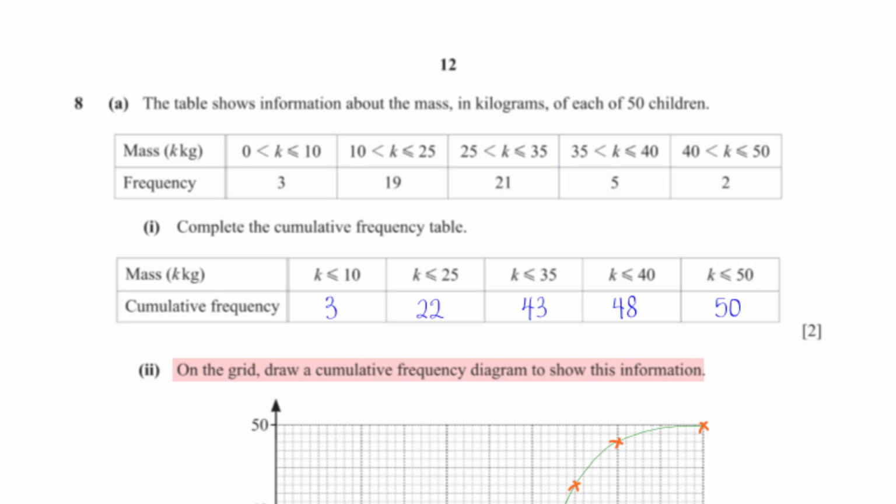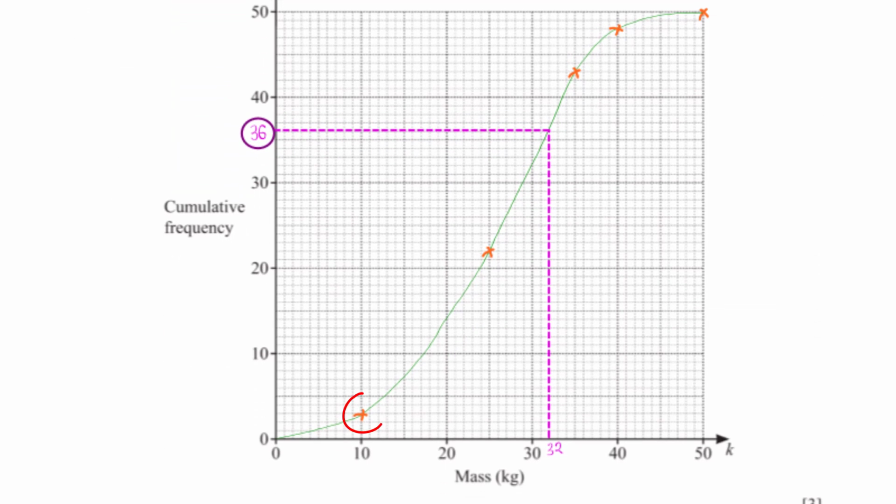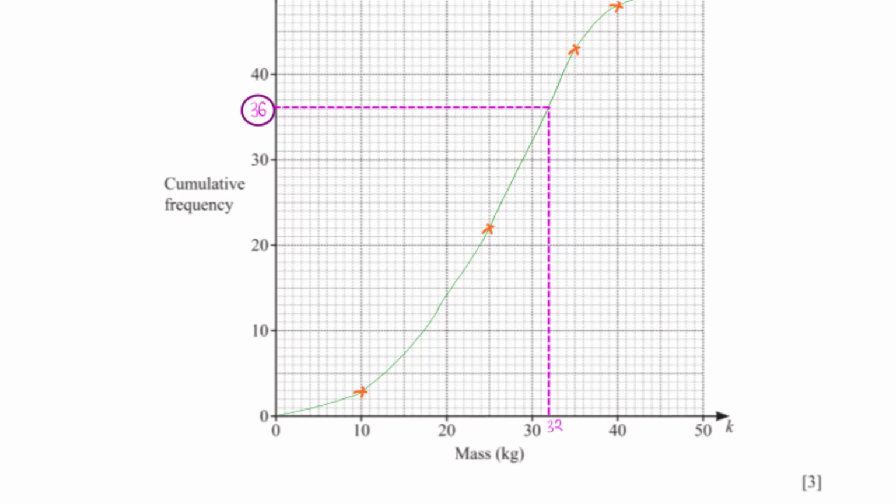On the grid, draw a cumulative frequency diagram to show this information. So we plot the points (10, 3), (25, 22), (35, 43), (40, 48), (50, 50) on the grid. And after plotting all these points, we draw a smooth line starting from the origin and connecting all the points.